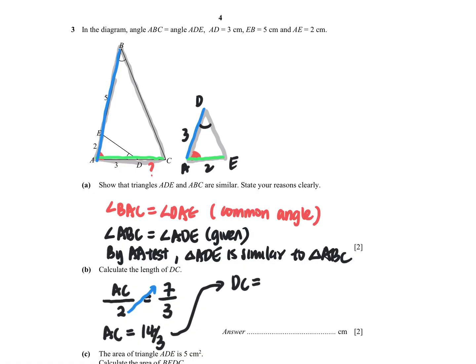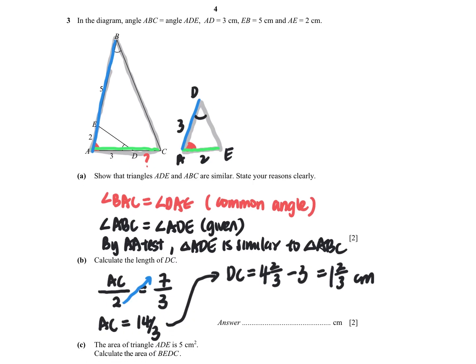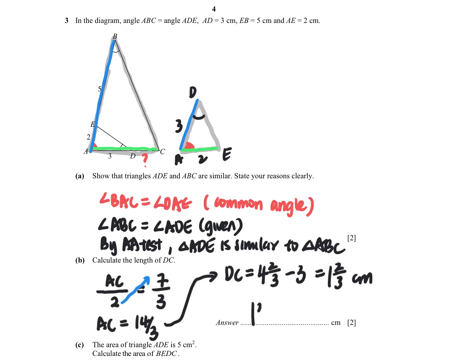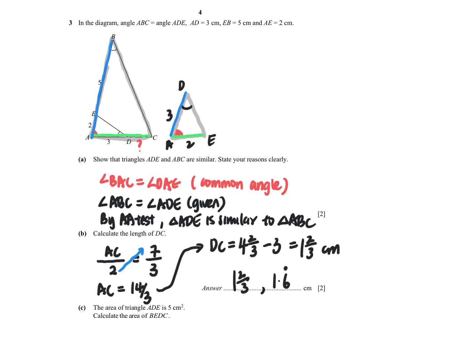So DC is 14 over 3, that is 4 and 2/3, minus 3 cm. So the answer is 1 and 2/3 cm. That means if you give me 5 over 3, if everybody does very well, then maybe we will penalize, but if everybody does not do very well, then we won't penalize. So you can give me 1 2/3, or you can give me 1.6 with the dot on top, because it's exact, don't round off.